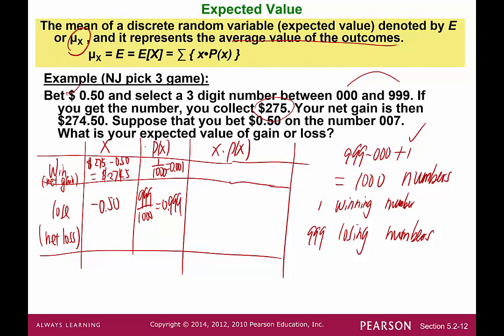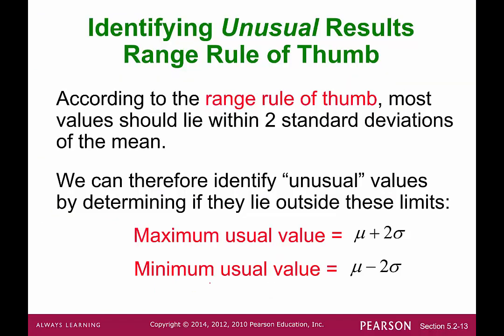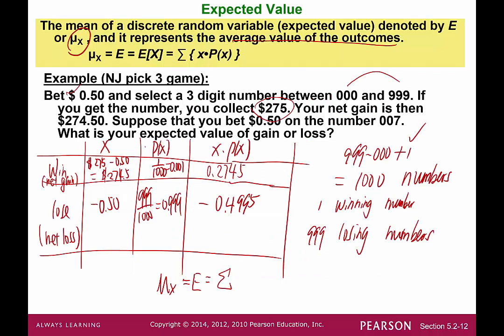Here is the discrete random variable with the associated probability. So 274.5 times 0.001 becomes 0.2745. And negative 0.5 times 0.999, that's negative 0.4995. So if you sum up that, that's the expected value. So the expected value equals the summation of x times p of x. You create a total column here, sum up, and that becomes negative 0.225. So here the expected value is negative 0.225.